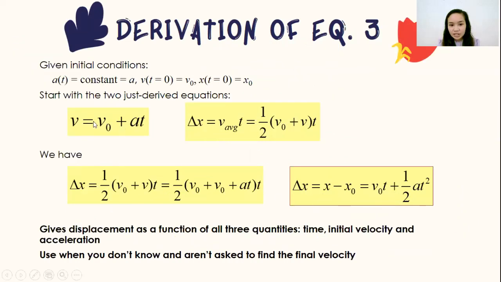Okay, and then derivation of equation 3, you have here, this is now your equation 3, this is the process. You just substitute this v dito na v. Okay, so that is why we arrive at this equation number 3. Okay, so it gives the displacement as a function of all three quantities, the time, initial velocity, and acceleration. You can use this when you don't know and aren't asked to find the final velocity.